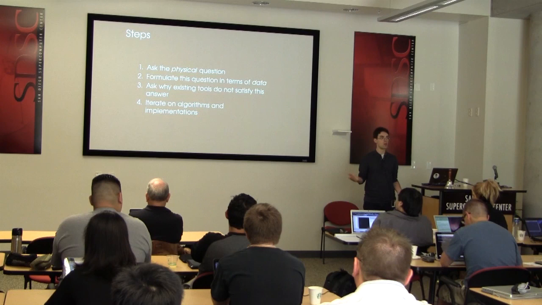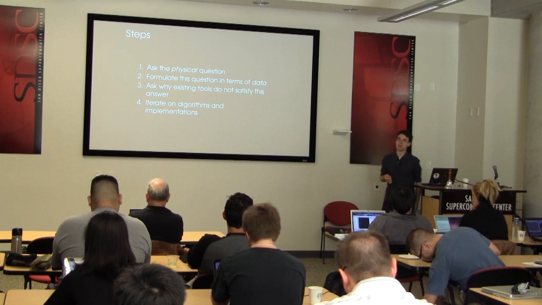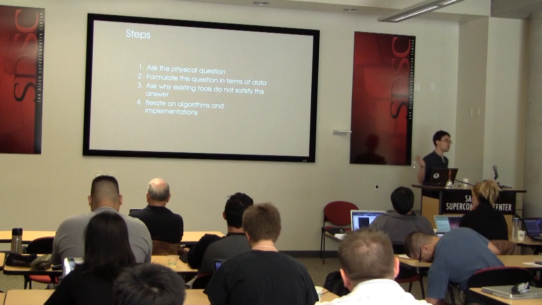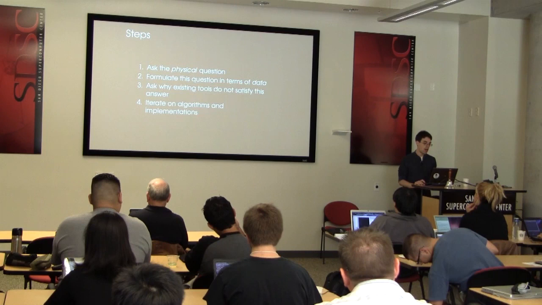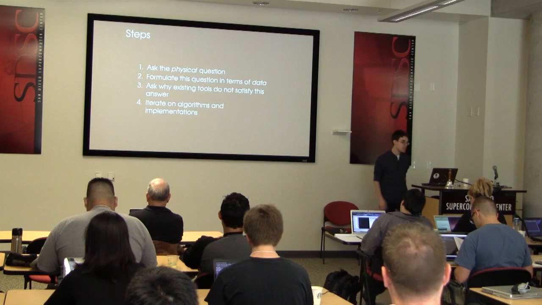In other people's cases, it may be the IMF of galactic stars, or how halos are formed in the universe, or dwarf galaxies, or the transition from population 3 to population 2, or any number of cosmological things. How do halos cluster on large scales? The second step, again, is to formulate this question in terms of the data. And the third one, which I think is extremely important for the fourth one, is asking why your existing tools or simulations do not satisfy this answer.